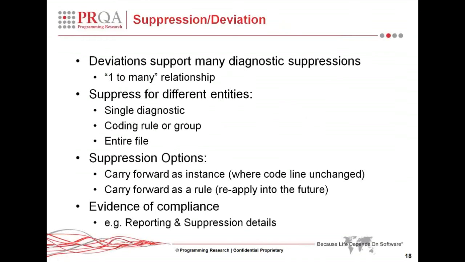And you may have noticed I could actually do a variety of other things as well. I could partition those types of suppressions as I wish. I have options with each suppression as well. I can carry them forward as an instance, which means I basically follow my baselining rules. That means that only where the code lines are unchanged does it carry forward. Or I can carry it forward as a rule, which simply means whatever the rule that I set up was, I reapply that rule in the future snapshots.